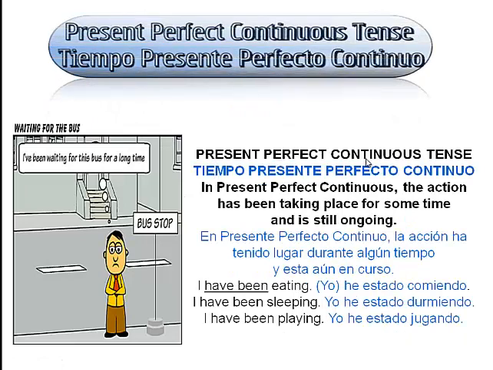Present perfect continuous tense. In present perfect continuous, the action has been taking place for some time and is still ongoing. I have been eating. I have been sleeping. I have been playing.